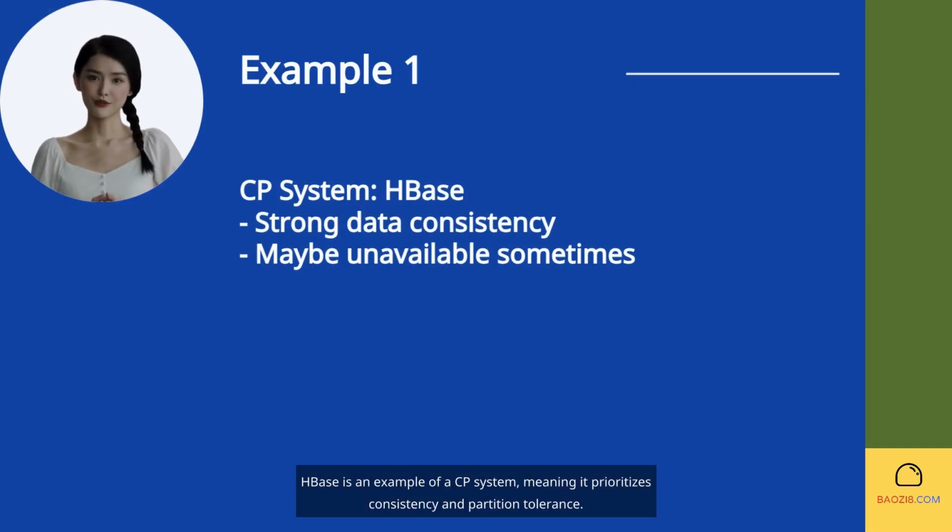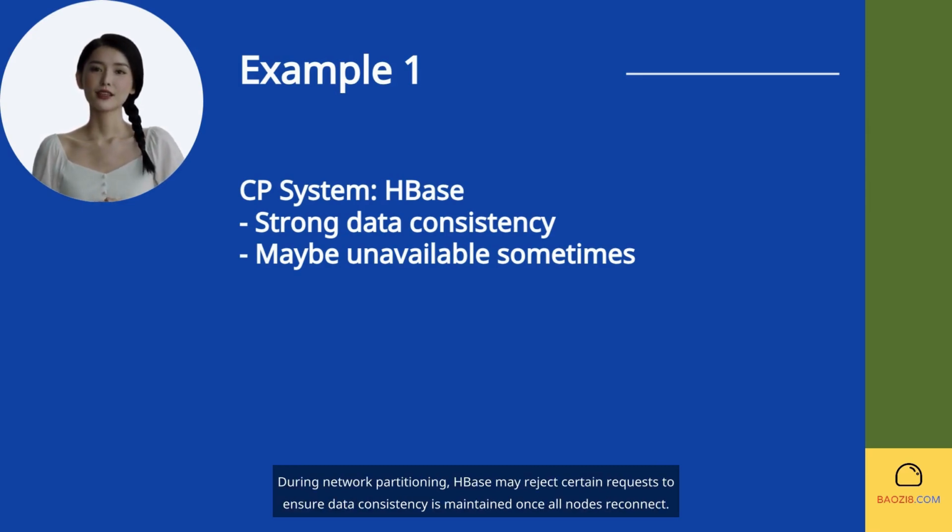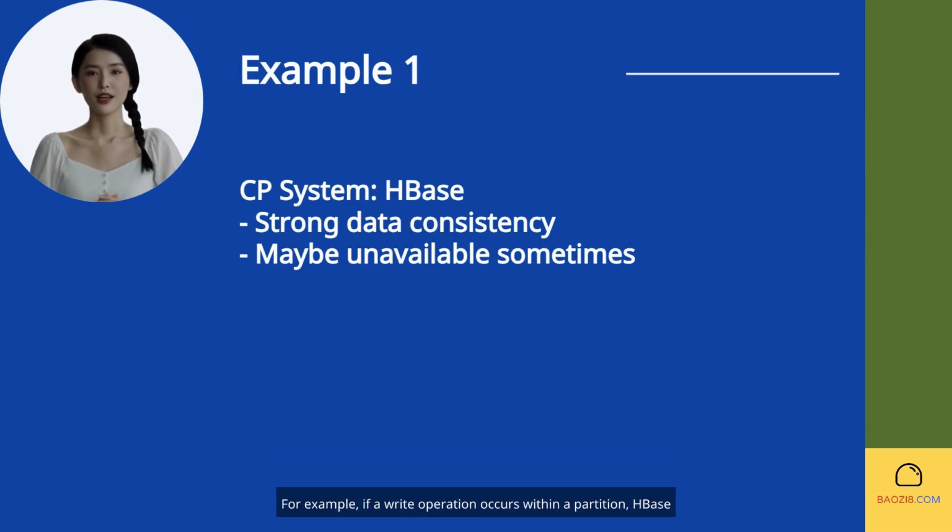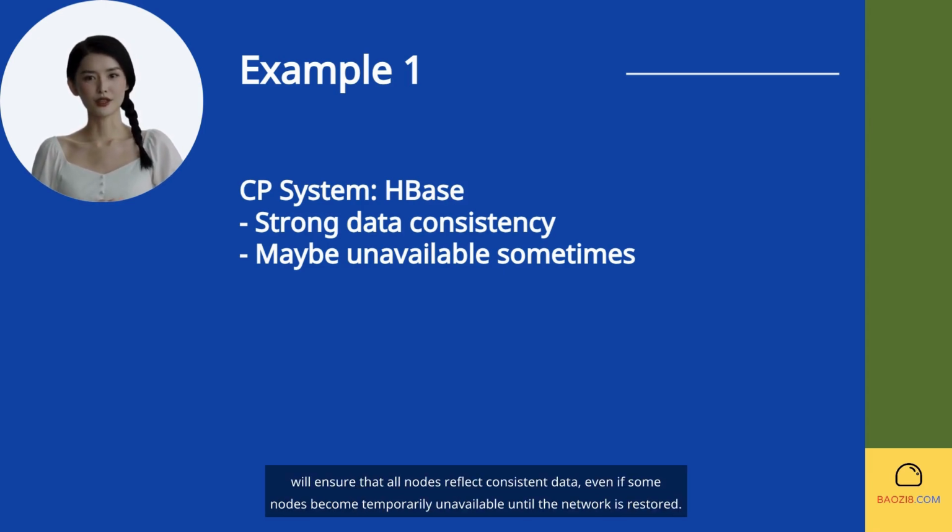HBase is an example of a CP system, meaning it prioritizes consistency and partition tolerance. During network partitioning, HBase may reject certain requests to ensure data consistency is maintained once all nodes reconnect. For example, if a write operation occurs within a partition, HBase will ensure that all nodes reflect consistent data, even if some nodes become temporarily unavailable until the network is restored.